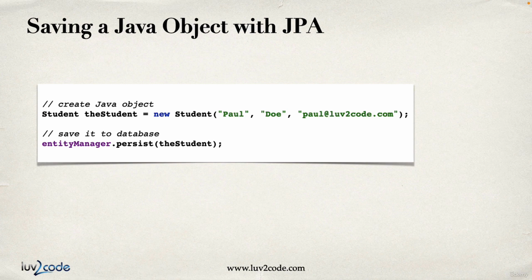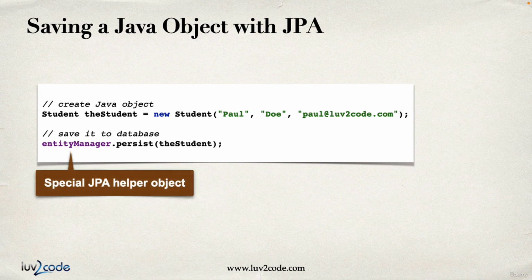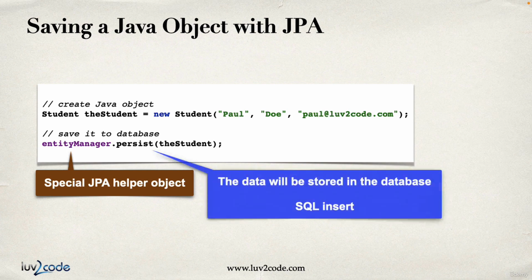Then we save this object to the database, and here we make use of the entity manager, which is a special JPA helper object. We say entityManager.persist, and then we pass in our object. What happens in the background is that JPA will take the Java object based on those mappings that we defined earlier, and store that information in the appropriate table in the appropriate columns. JPA will do all the work for you.